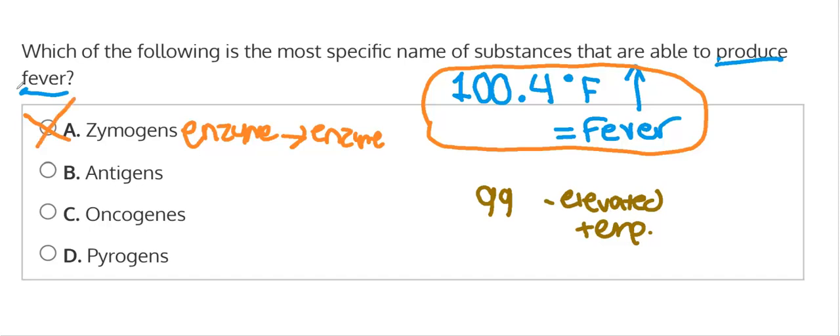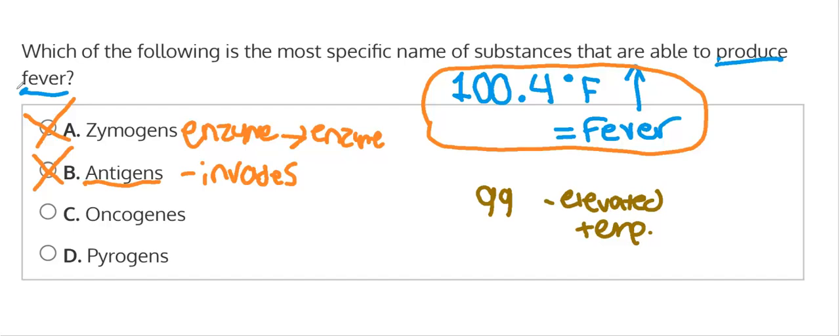Option B, antigen, you may remember from previous sections. This is the foreign substance that might be what is causing the reaction of the fever. So maybe the antigen's present, because remember the antigen is like an invader. So an antigen invades, and then the body's response is the cause of fever. But the antigen is not the specific substance which produces the fever itself. Something else has that role. So we could eliminate option B.